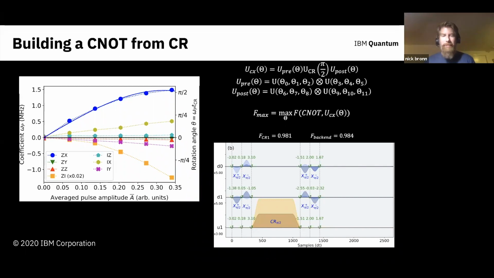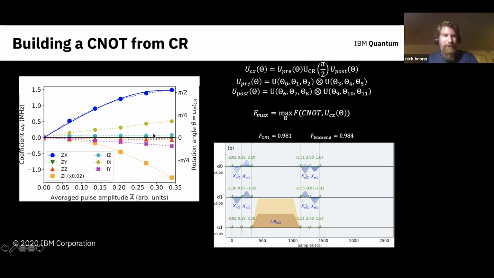You're doing it a number of times for a number of amplitudes, and you can tease out the interaction terms in your Hamiltonian by doing this. So this ZX here is what you want. Of course, it saturates. It does not always go linear. It can saturate, it can come back, it can do all kinds of things.